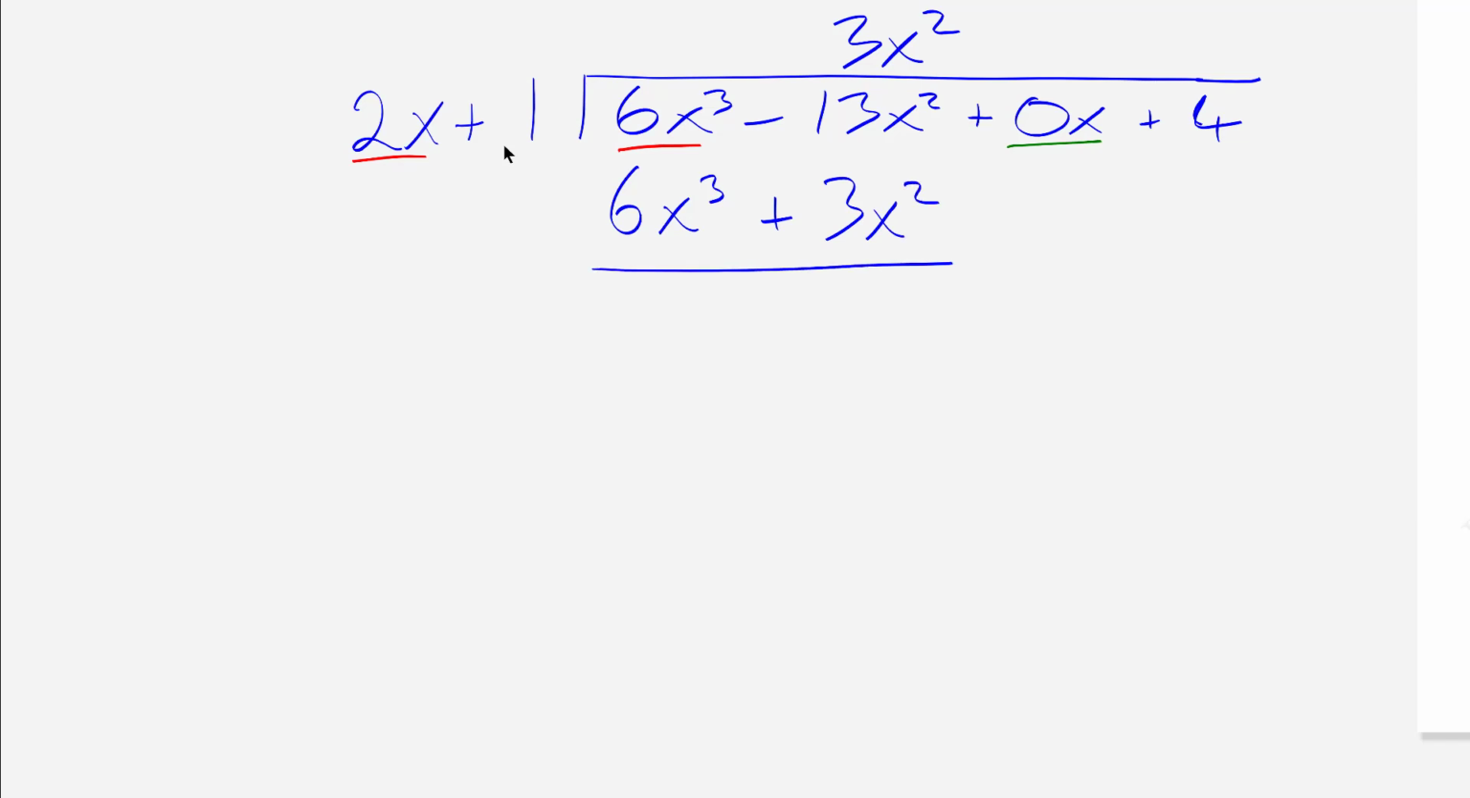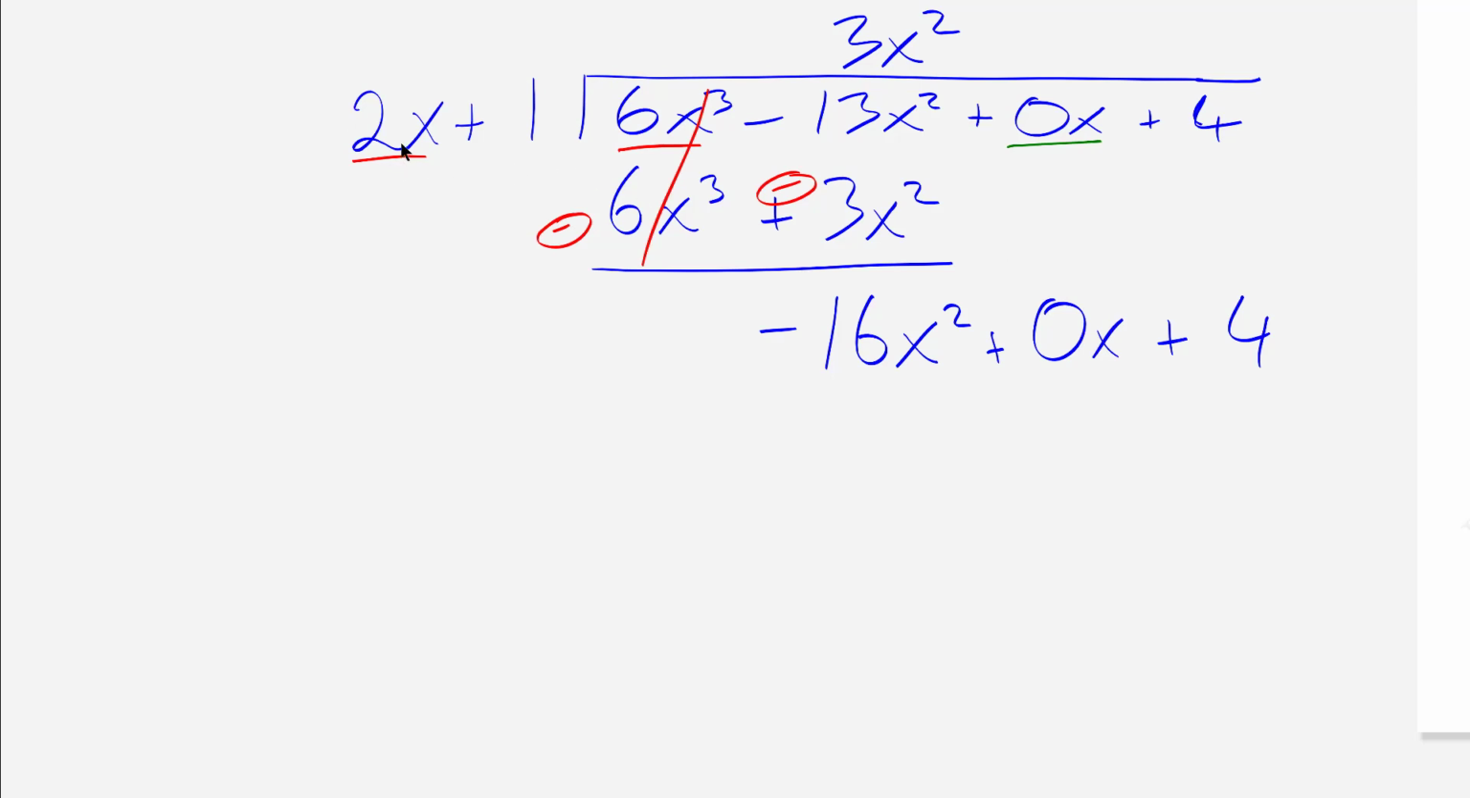The next step, if you remember, was to subtract. So this will become a minus and this will become a minus. 6x cubed minus 6x cubed is nothing. Minus 13x squared minus 3x squared, that's minus 16x squared. 0x take nothing is still 0x. And 4 take nothing is still 4. So then we continue with our division.